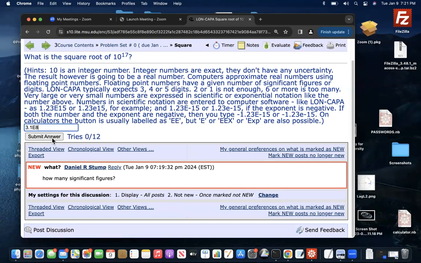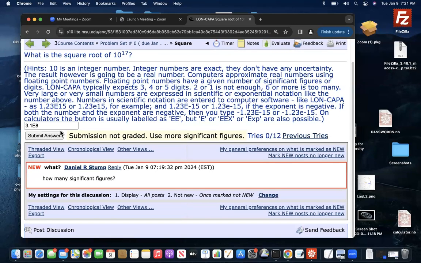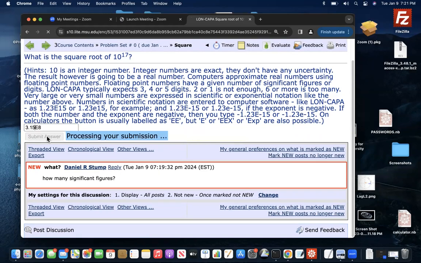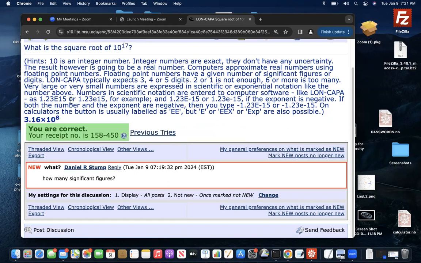Well, that's probably pretty close. I can submit that answer. Well, use more significant figures. That's not accurate enough. Well, I don't know, maybe it's 3.15. Well, I made a good guess.